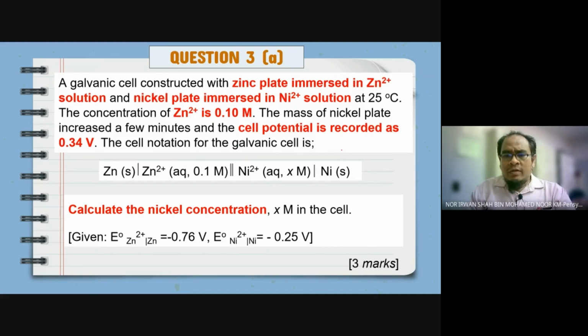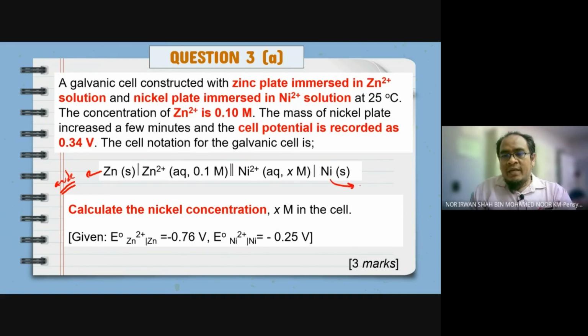If you look at the cell notation, it is already very clear. We can already see here that zinc is oxidized to zinc 2+. That shows that zinc is the anode. So in this question, zinc is the anode, while nickel, you see, nickel 2+ from the solution is reduced to solid nickel.